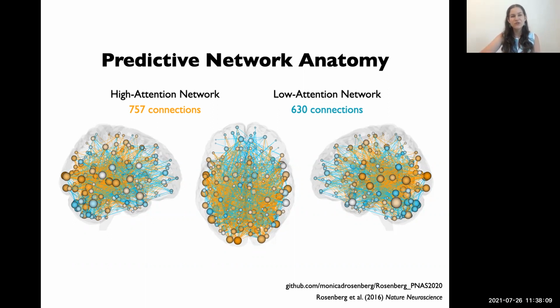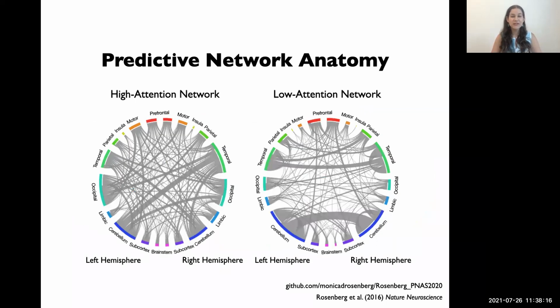Another way that we can visualize the network that I think gives a big picture overview of their anatomy is with these circle plots. Here in the circles, the left hemisphere of the circle reflects the left hemisphere of the brain, and the right half of the circle reflects the right hemisphere of the brain. The nodes of the network are organized according to macro scale brain regions. So for example, the prefrontal nodes at the top, motor nodes next to them, and so on.